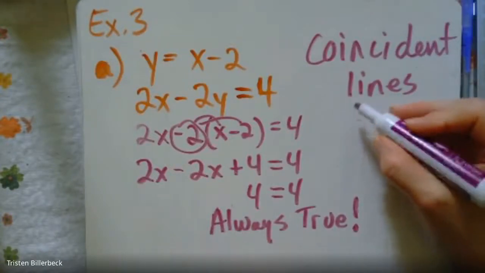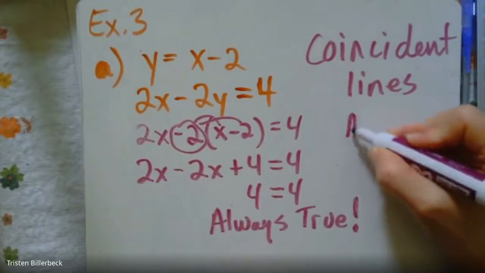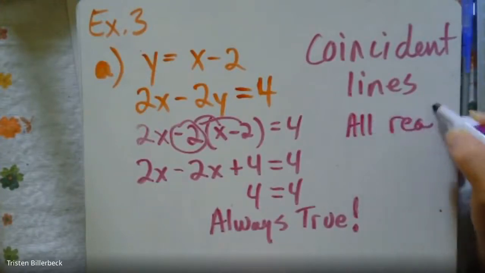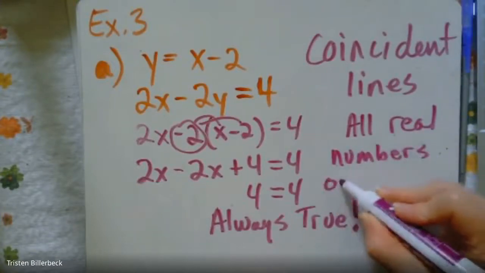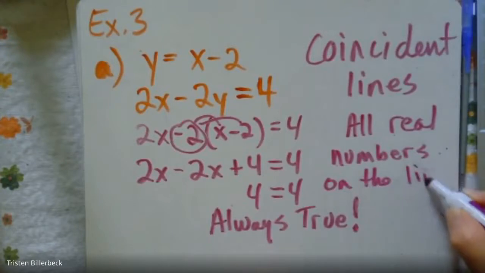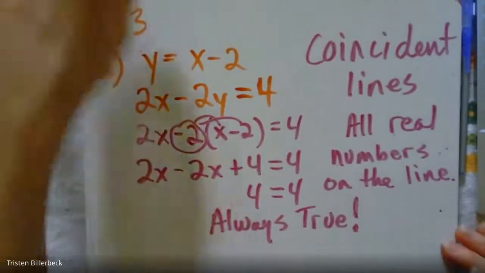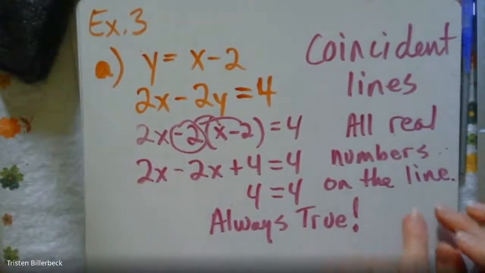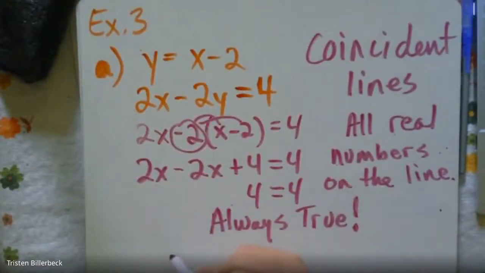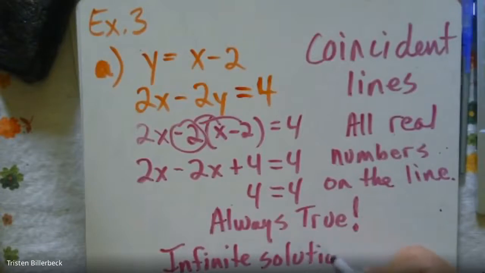So the solution is all real numbers on the line. Okay, as I said before, it is not just infinite solutions. It's all real numbers, or infinite solutions on the line. So we could say infinite solutions on the line. Okay, because there are points that are not on that line.